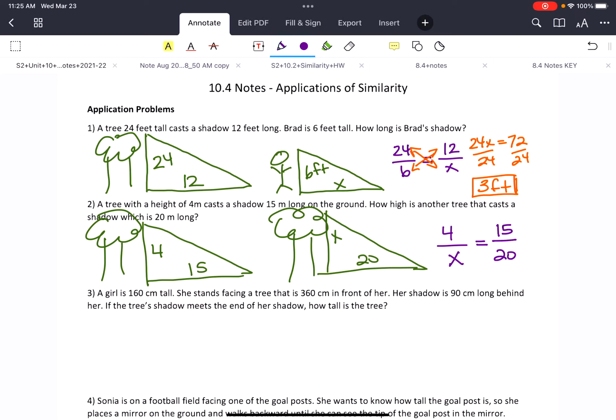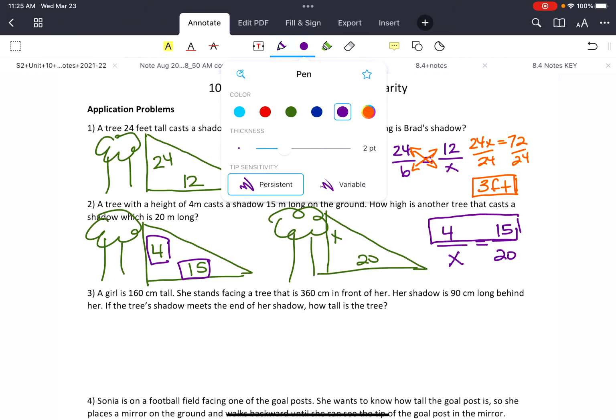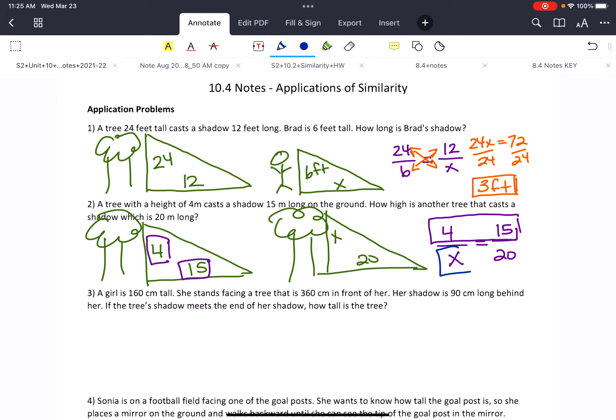We want to make sure that in our numerator, see the 4 and the 15 right here? They are in the same triangle. And here, our x and our 20 that are in the denominator are also in the same triangle. And if we match height with height and make sure both the numerators are in the same triangle and both the denominators are in the same triangle, then we've got our proportion set up correctly. So even if your proportion looks a little different, but you follow those conditions, that's okay.